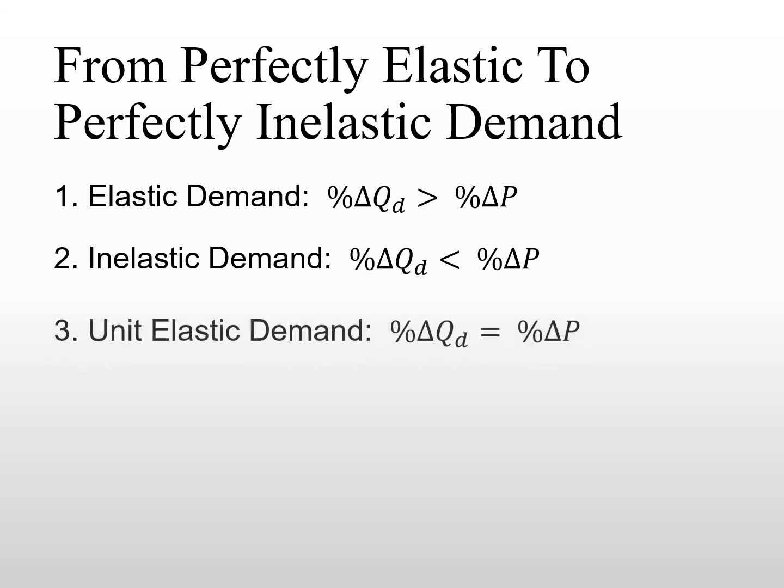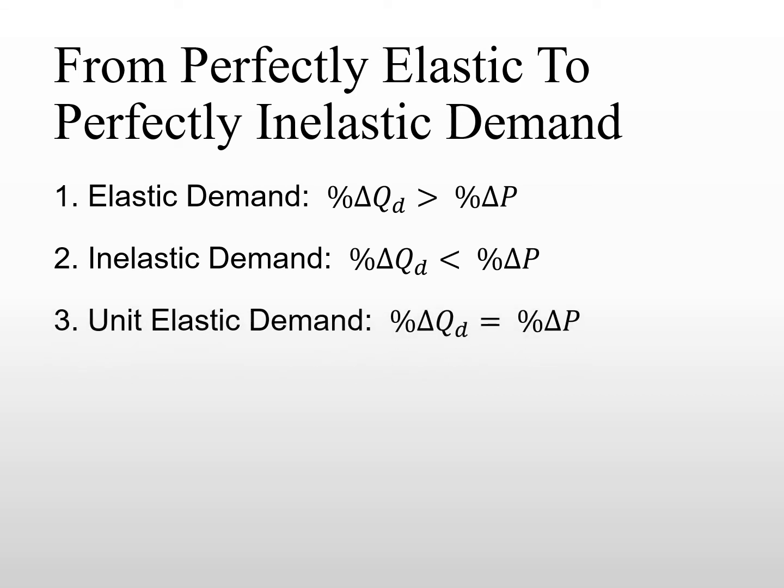And finally, we have unit elastic demand. This is basically a special case, where the percentage change in price, let's say 10%, makes people in the market respond by changing the quantity demanded by the exact same percentage. So a 10% increase in price means a 10% drop in quantity demanded.